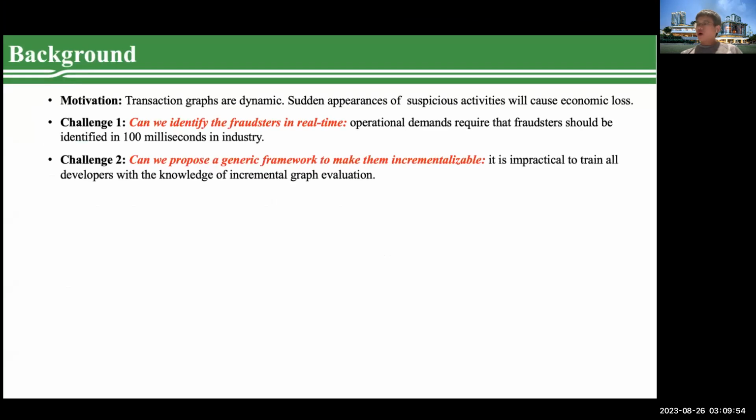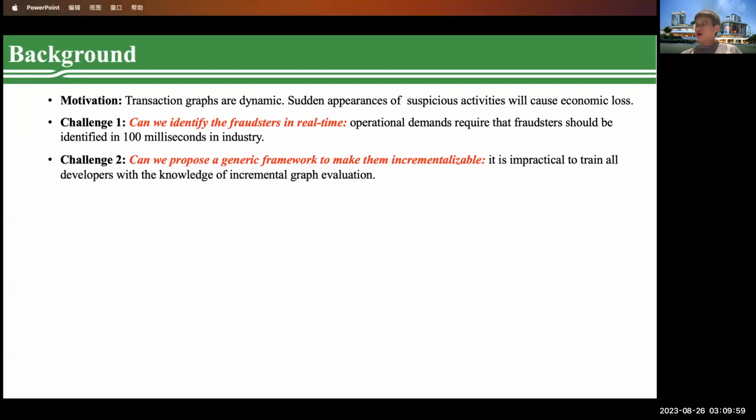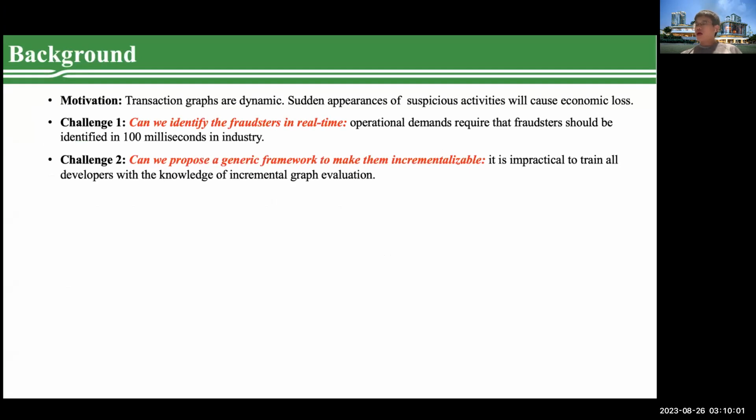Transaction graphs, as we know, are dynamic. The sudden appearance of suspicious activity within this graph can lead to significant economic losses. This forms the core of our motivation to prevent such losses through real-time fraud detection.